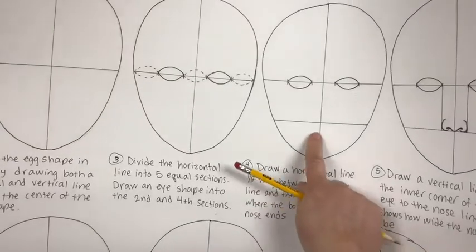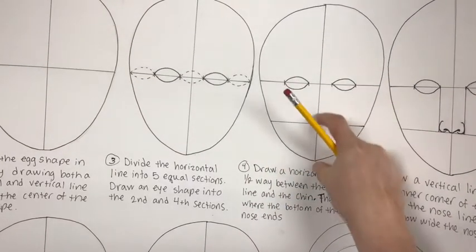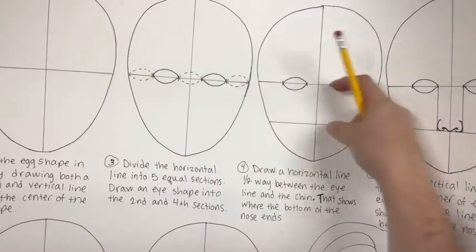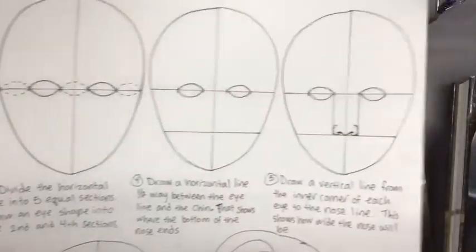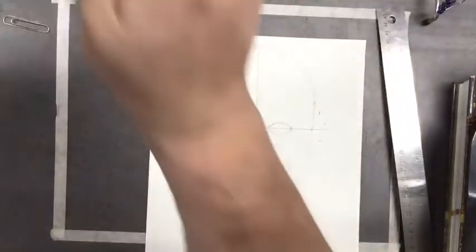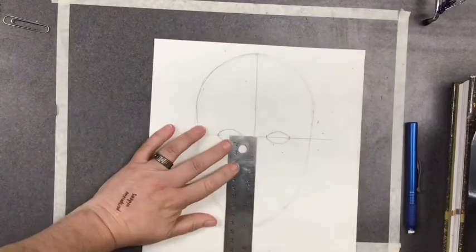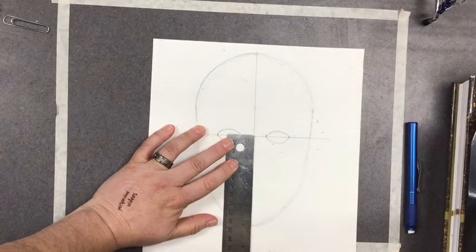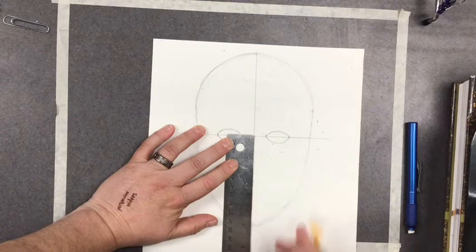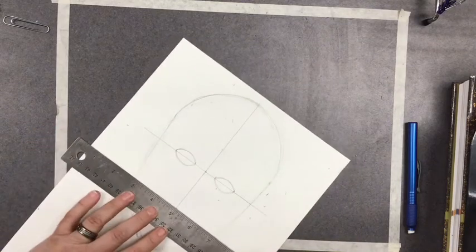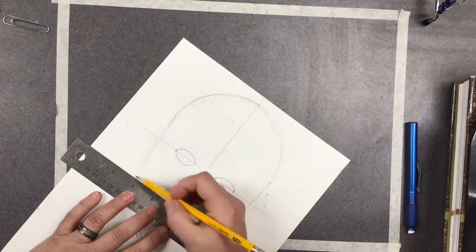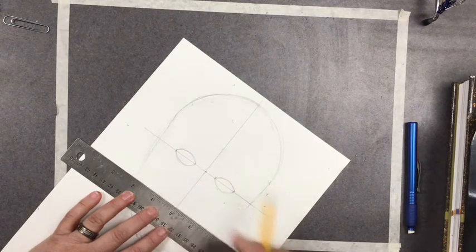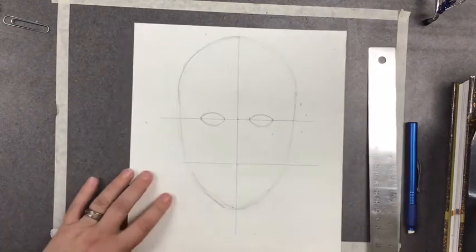The next thing we're going to do is decide where the nose is going to go. So we're going to divide this bottom part of the face in half, and that is going to tell us where our nose will go. So this is about 4 inches. So we're going to go with 2 inches. Remember, this is the bottom of the nose.